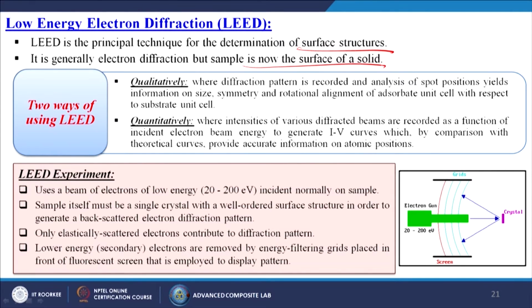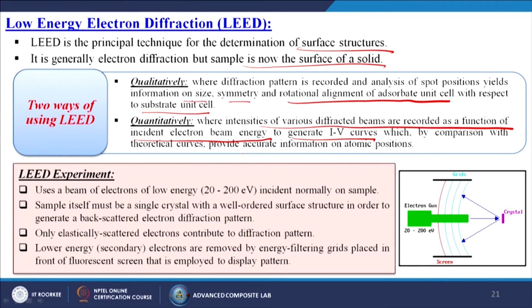There are 2 ways of using LEED. The first one is called qualitative, where the diffraction pattern is recorded and analysis of spot positions yields information on size, symmetry and rotational alignment of the adsorbed unit cell with respect to the substrate unit cell. The next one is called quantitative, where intensities of various diffracted beams are recorded as a function of incident electron beam energy to generate the IV curves, which by comparison with theoretical curves provide accurate information on atomic positions.